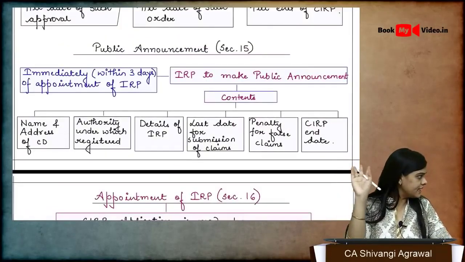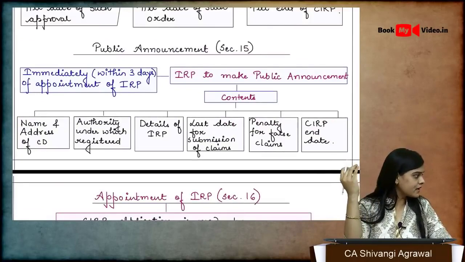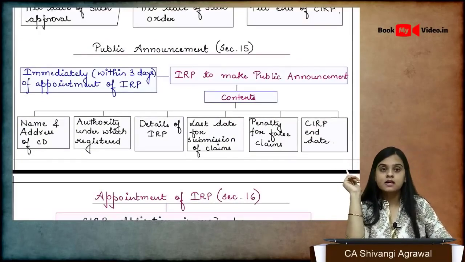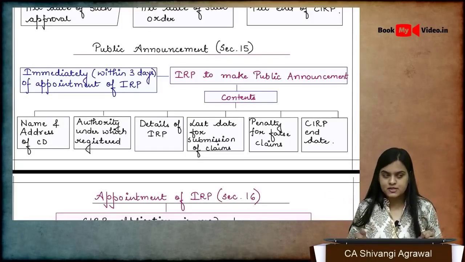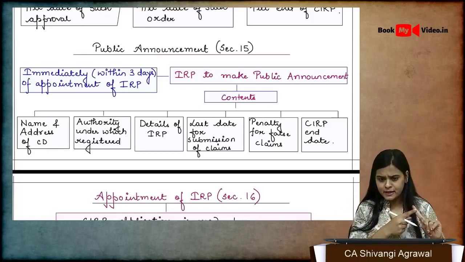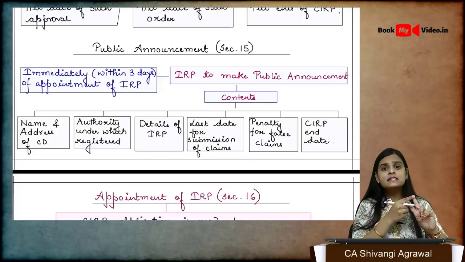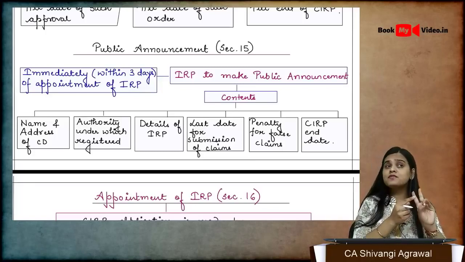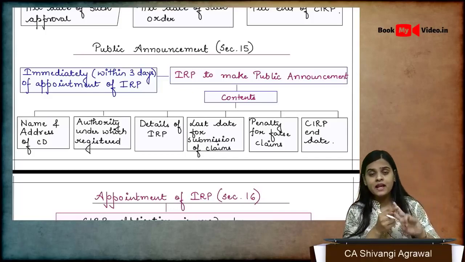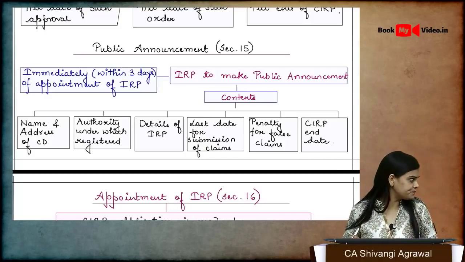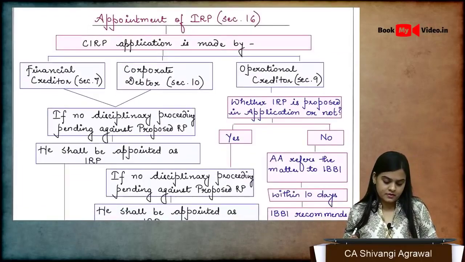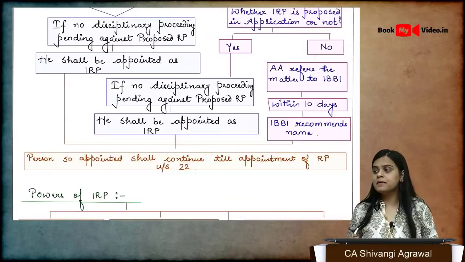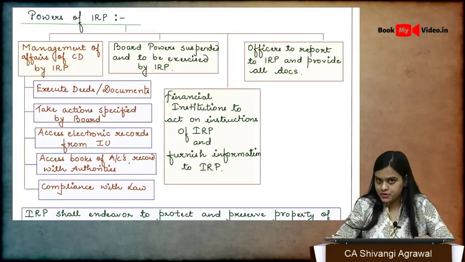So within 3 days, he is going to make a public announcement. What will be written in the public announcement? In the public announcement, he is going to invite the claims. He is going to tell about the corporate debtor: what is the name, what is the address, under which authority is this registered, I am the IRP, what is the last date by when you can submit the claims. If you submit a false claim, there will be a penalty, and by when CIRP will end. So he makes a public announcement with respect to that.